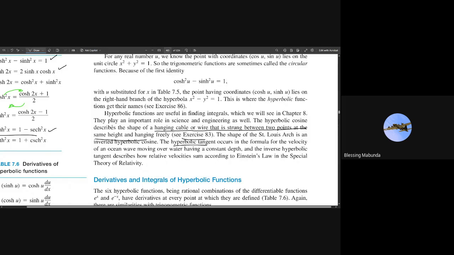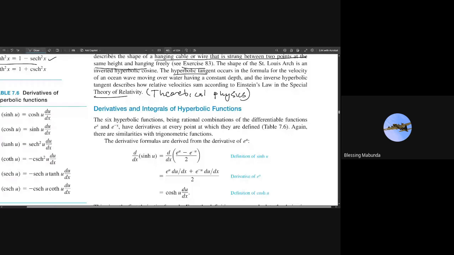And the inverse hyperbolic tangent describes how relative velocities sum according to Einstein's law in the special theory of relativity. But this is a law of theoretical physics. The applications are not something that you have to worry about. This just gives you something to think about.